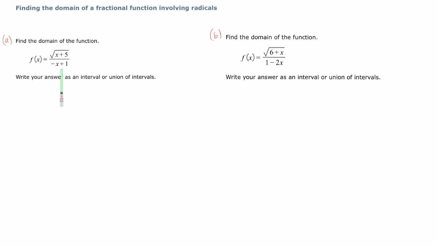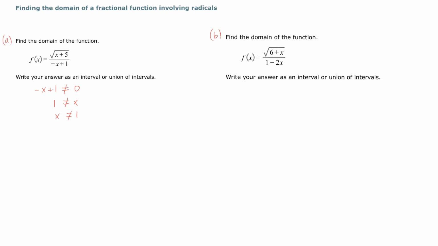We have to worry about the denominator and the radical. I want to first analyze the denominator. The denominator cannot be 0. So we write negative x plus 1 cannot equal 0. That means 1 cannot equal x, or x cannot equal 1.